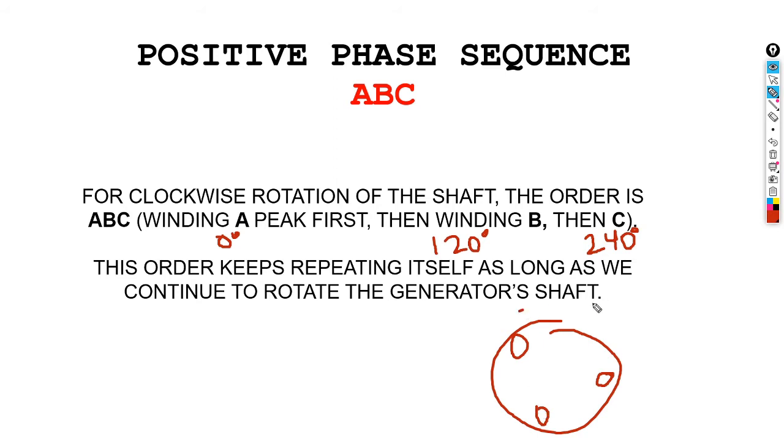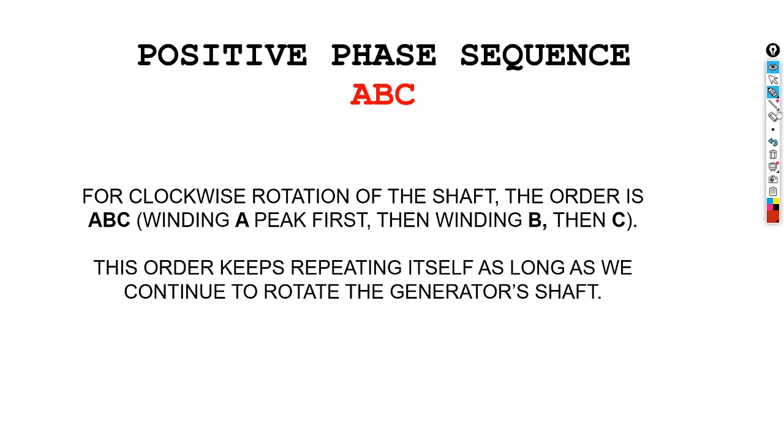So this shaft is rotating in a specific direction. When it comes to positive phase sequence, the A conductor will peak first, then B, then C. And this order will keep repeating itself as long as we continue to rotate this shaft. Okay? So that is our positive phase sequence.